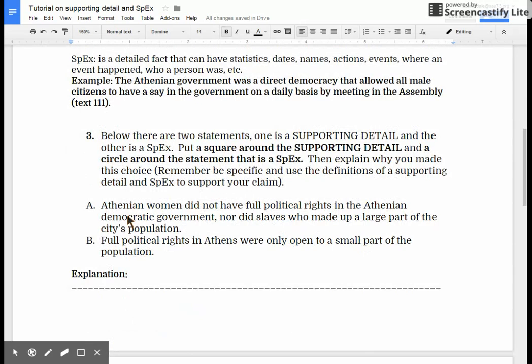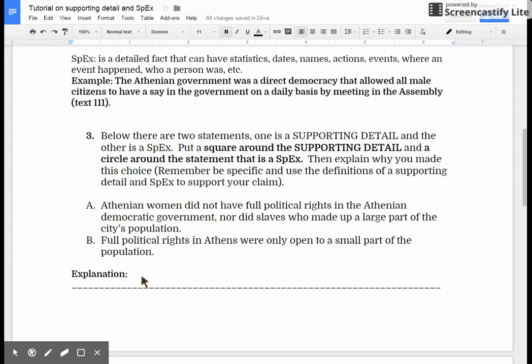Finally, the last question of the quiz asks you to put a circle or a square around the supporting detail and a circle around the specific example. What you should have done is put a circle around A and a square around B, which most of you actually did correct. The problem was when you did your explanation. You can't simply say A explains more. I want you to tell me how. How does it explain more?